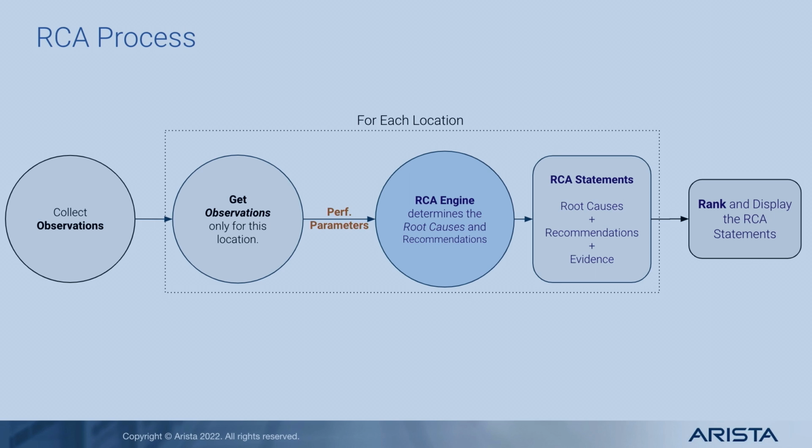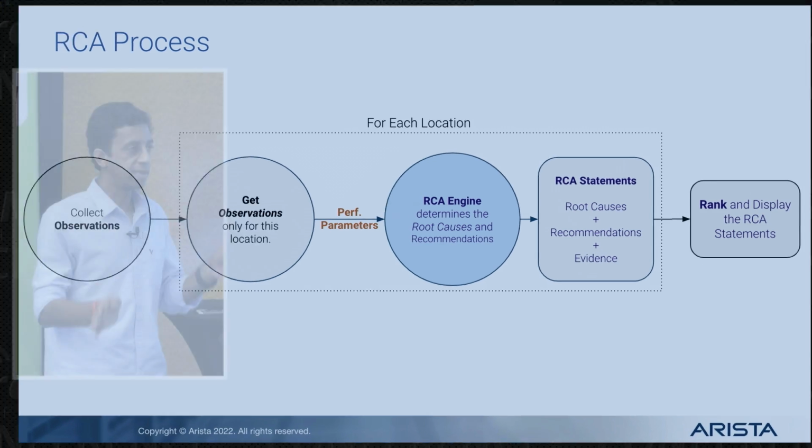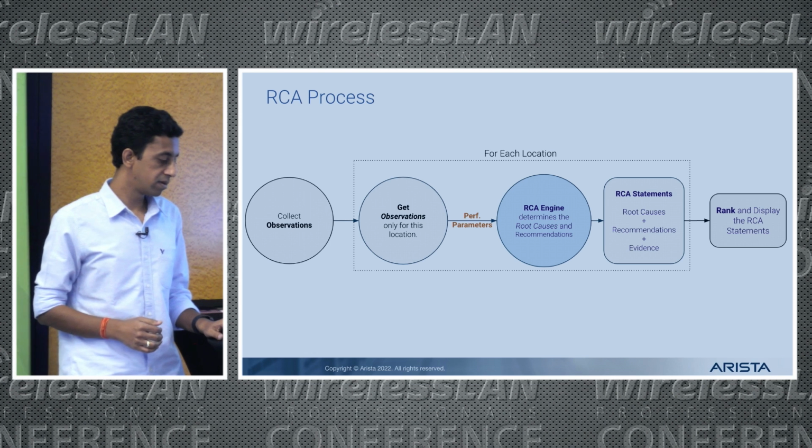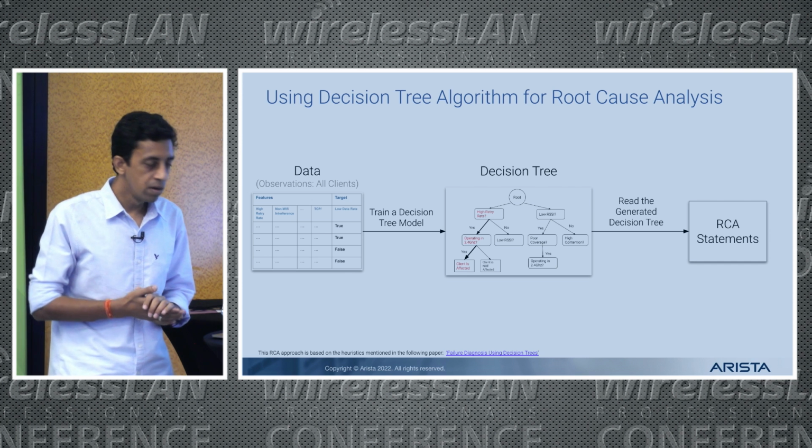So what you do in this case is you collect the observations that we talked about. You basically capture the data for each client. And then for each site or a location, right, because each RF environment is different, you don't want to combine them. So for each site, you essentially capture all those perf parameters and run it through the RC engine, which will then come up with the report for each location or site. And then you essentially rank them and display them on the UI, right? So for example, you have like 10 sites. For each site, you would run that and see what's going on in each site, and then rank and display the RCA statements.